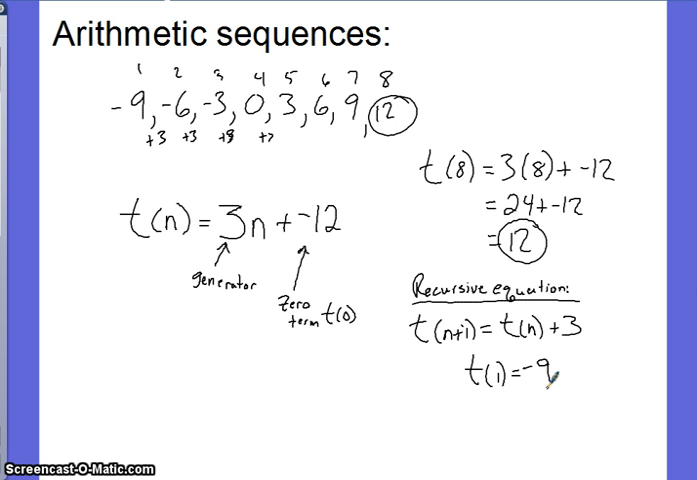All right, so this is a way that we can come up with our arithmetic sequence, both our explicit equation and our recursive equation. In the explicit, we have our generator, what we're adding by each time, and our 0th term.